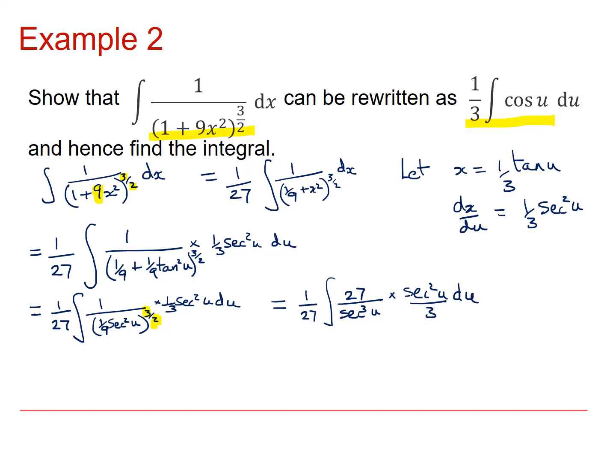And you can see here there's a fair amount of cancelling that can be done. I can cancel off the sec squared at the top here with 2 out of the 3 secs in the power down here. The 27s will go, and I am left with 1/3 the integral of 1 over sec u. And we have seen before that that's just 1/3 the integral of cos u du as required.